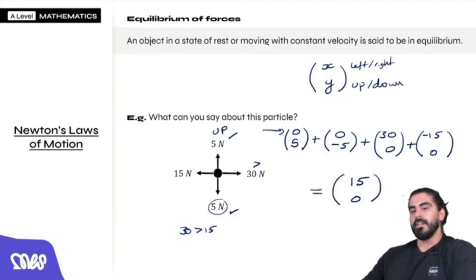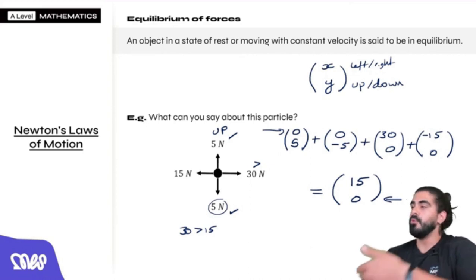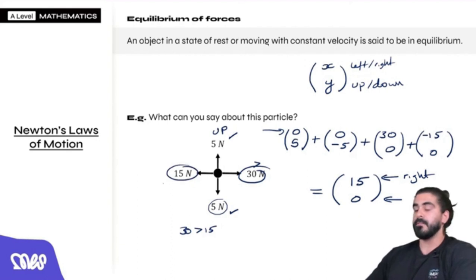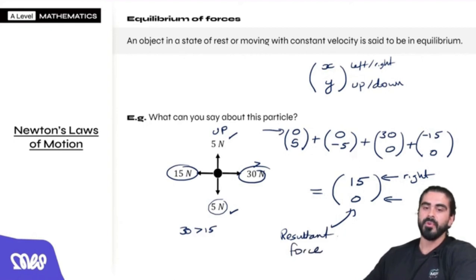So when you read this, we knew this already: 0, there's no movement up or down. But here, we said before that we would be moving right because the 15 newtons is the net force pointing to the right, because 30 is 15 bigger than the force pointing to the left. So this is what we do in A-level maths. We write all the forces in vector form and then we just add them together. We call this the resultant force, or the net force. But the best way to say it is the resultant force.